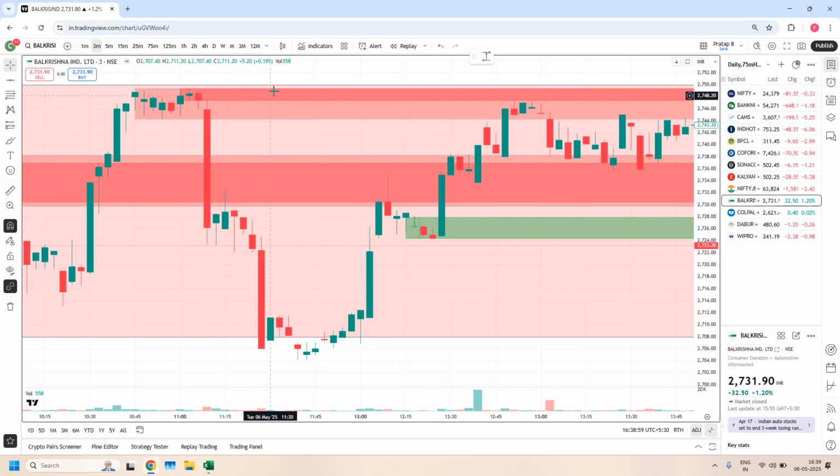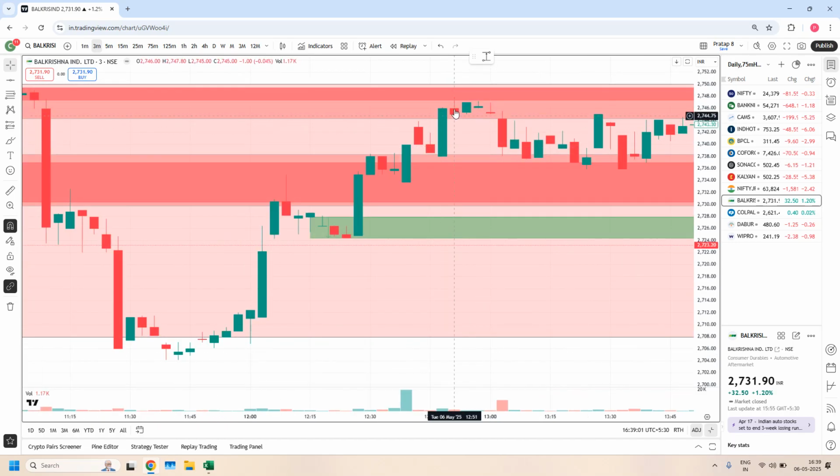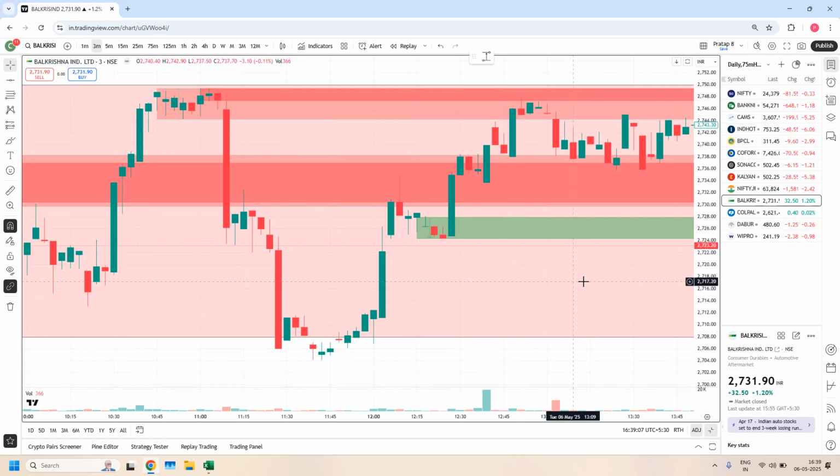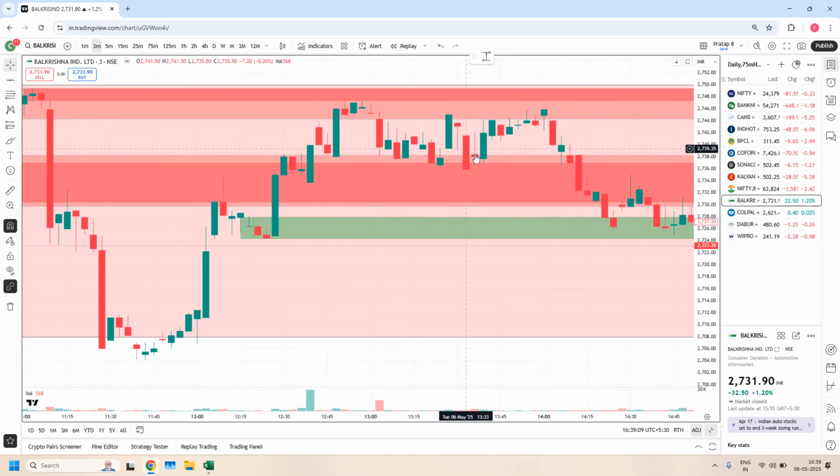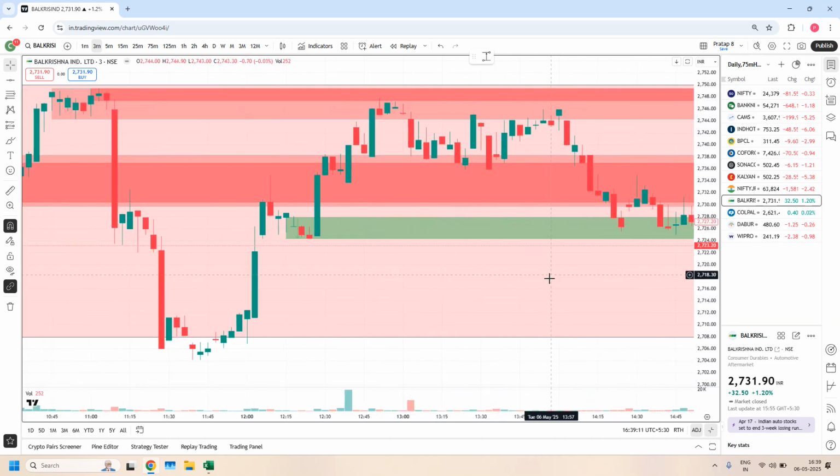So this is the area where we want to plan the trade. Today prices entered into that area. Prices entered at the 12:51 candle, just before 1 o'clock. After that, prices were moving sometimes here.